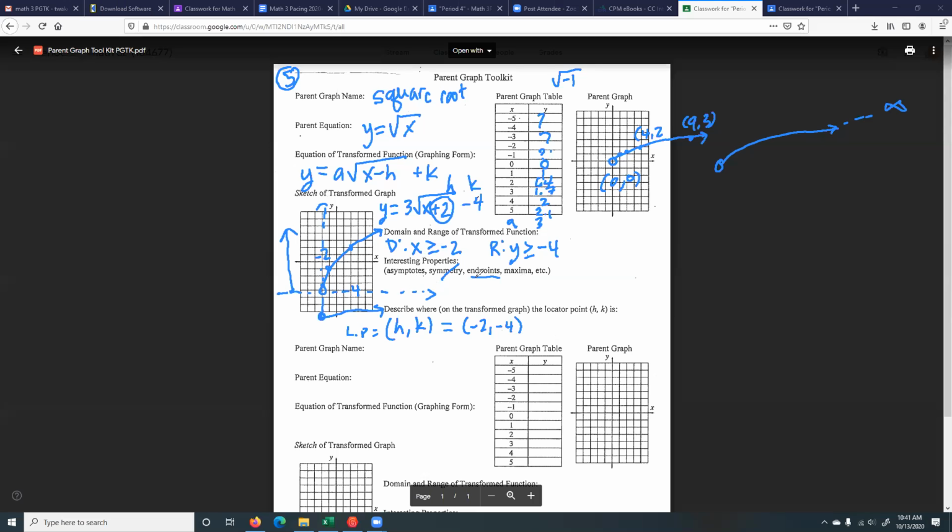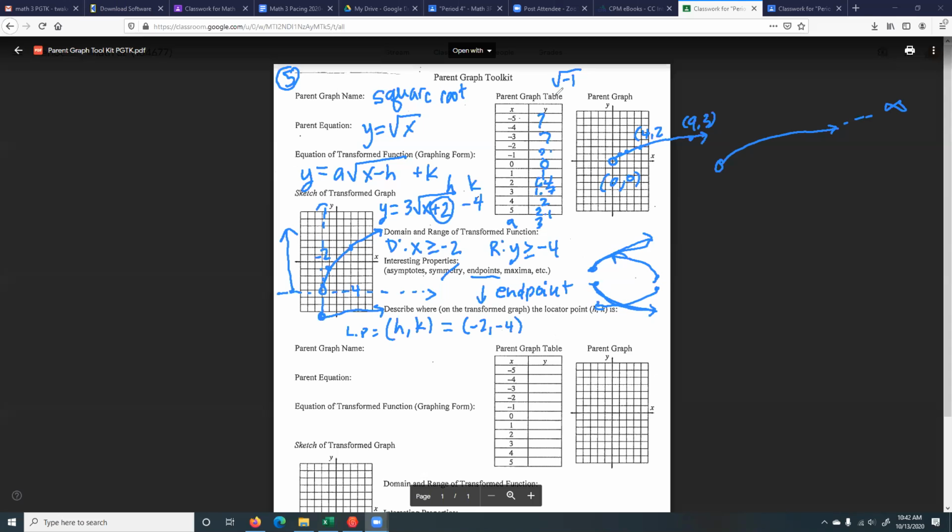It does have an endpoint, right? Its endpoint is this locator point right here, -2, -4. So yeah, it has an endpoint. Okay, so square root functions have endpoints. They have a point and then they go whoop like that, or a point and whoop like that. Or it could go the other way. It could go that way, and it could go the other way like that. Mostly ours are going to go this direction or that direction. We're not going to flip it around yet.